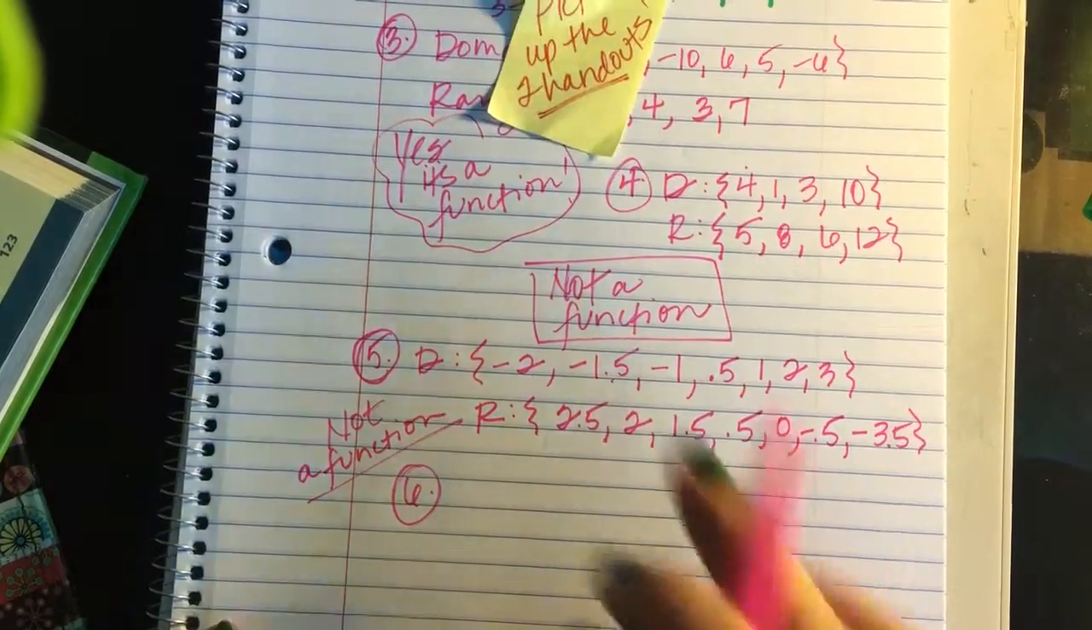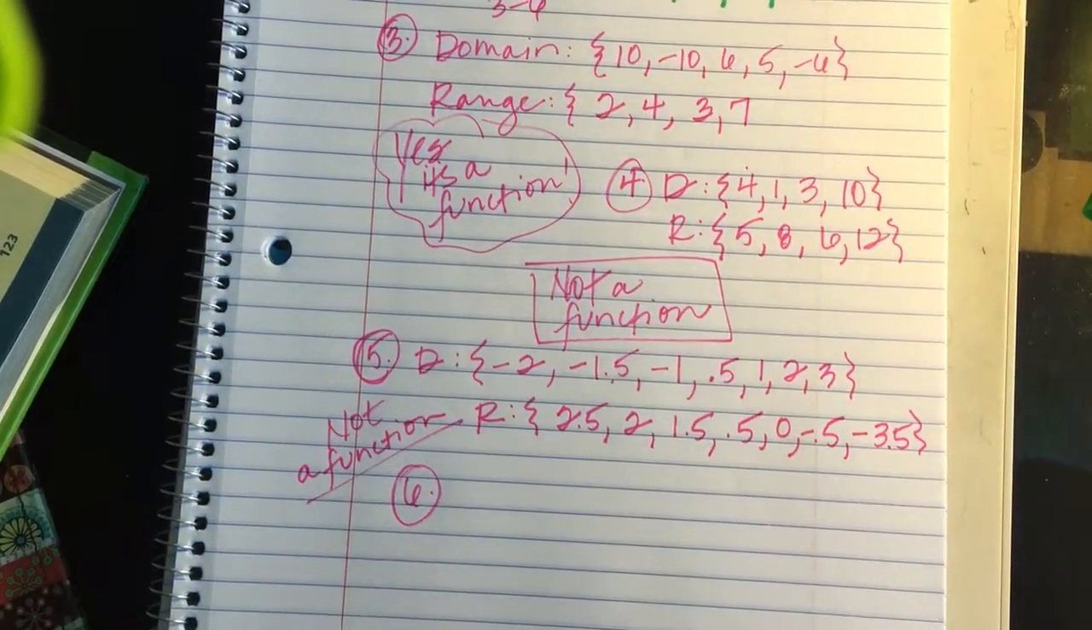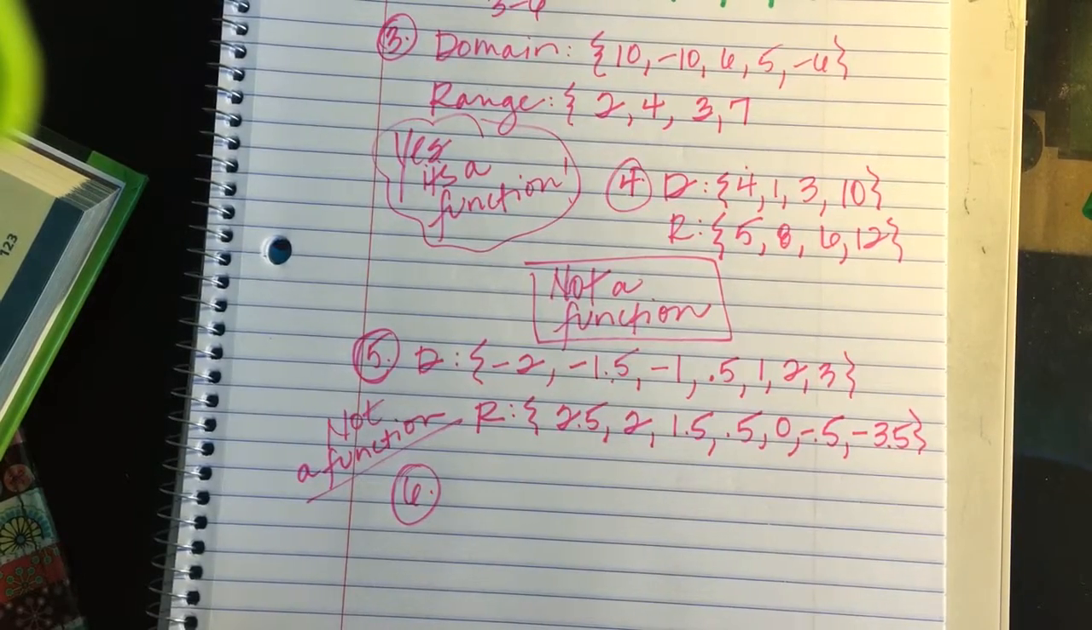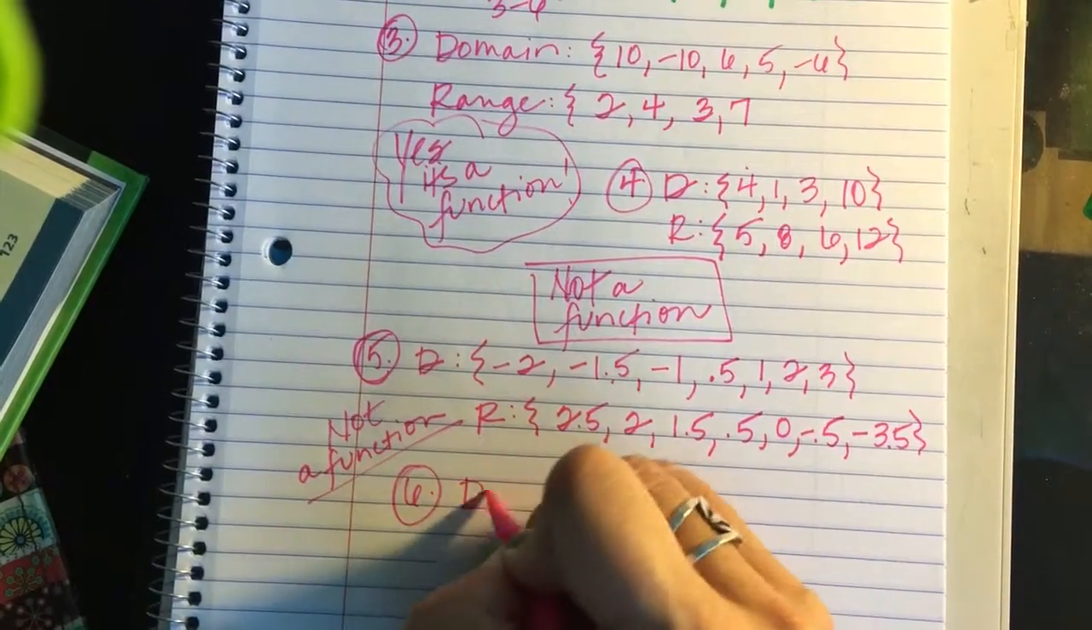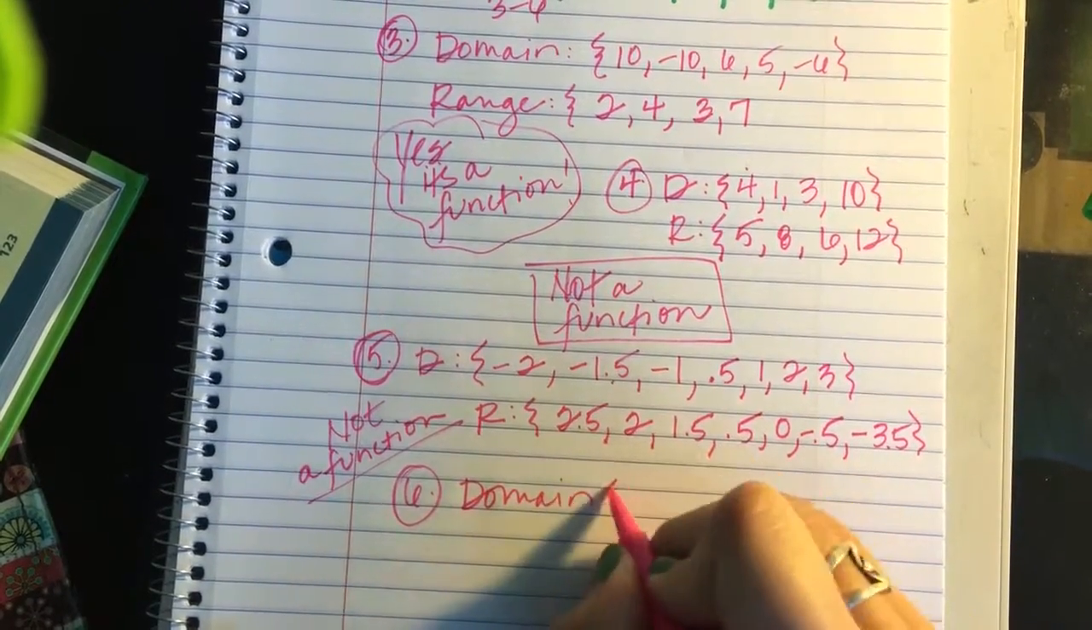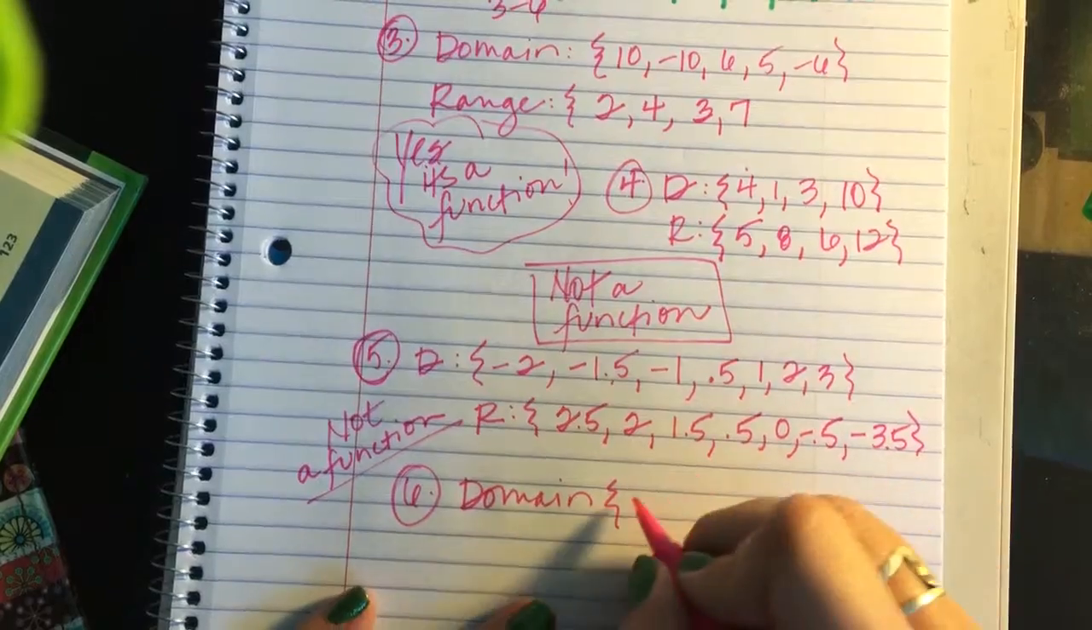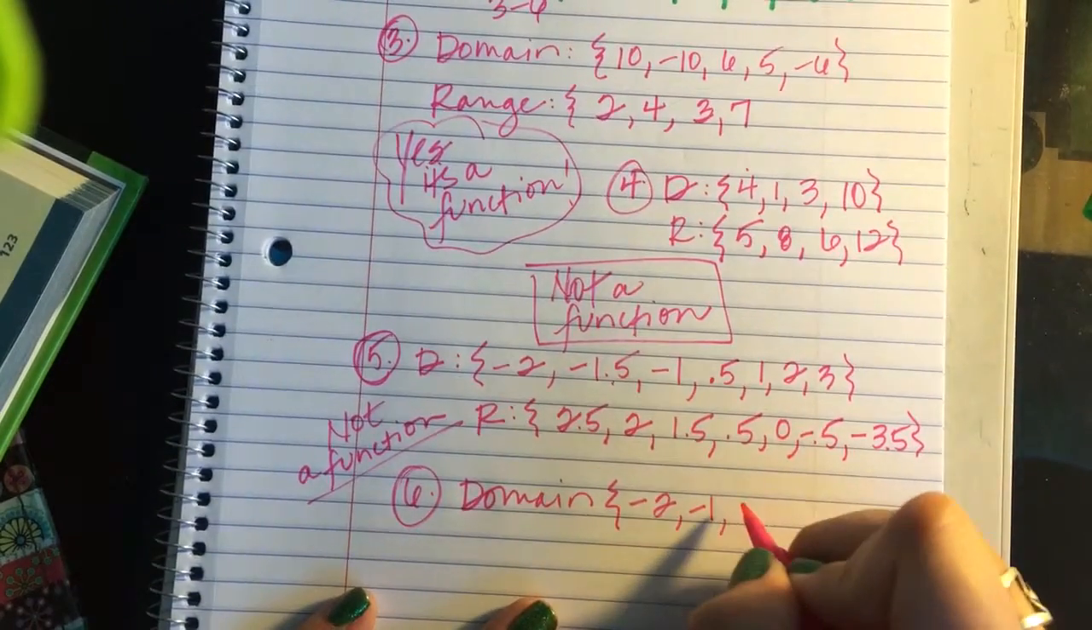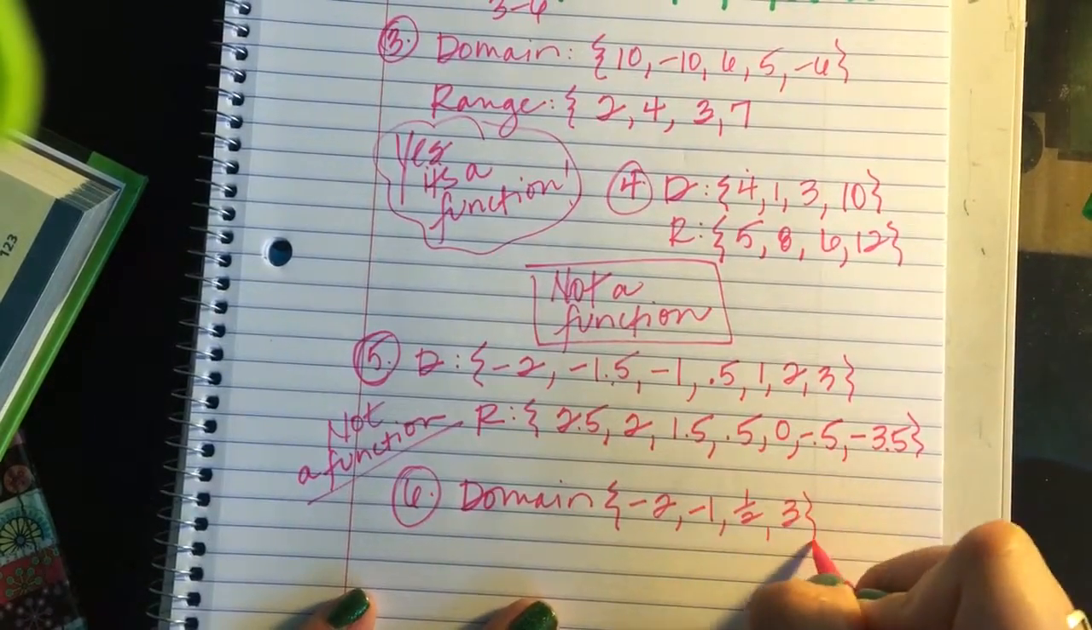Number 6 is a mapping. In the mapping for number 6, I see that the domain and range are listed. This is easy money. The domain is actually listed for me. It's in the mapping, so I just have to put it into the set notation. That's 0.5 and 3.